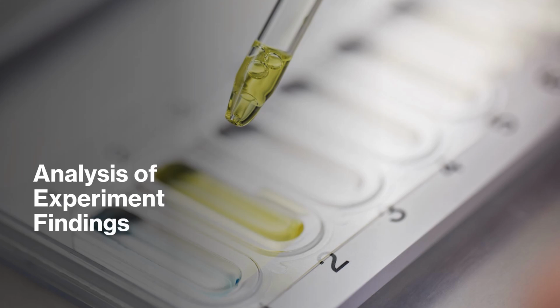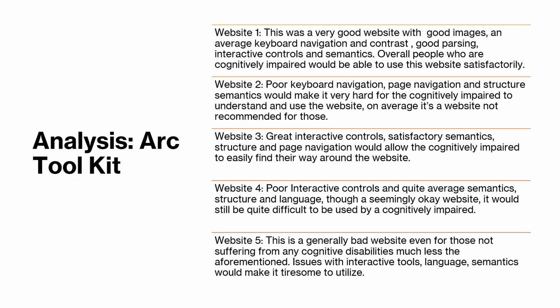Now, analysis of the findings. For using the R toolkit, the first website was a very good website. It had good images, average keyboard navigation contrast. It had good parsing, interactive control, and semantics. Overall, we can conclude that people who are cognitively impaired, people who can't read properly, dyslexic, people who have any type of Down syndrome, autism, and so on, would be able to use this website satisfactorily.